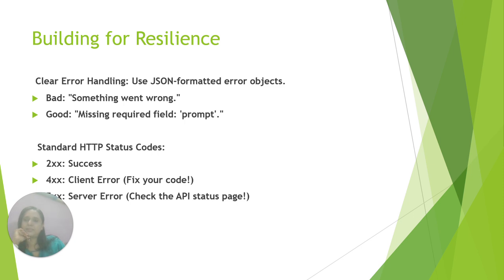The standard HTTP status codes are universal for developers. As you can see, the 200s status codes imply that the request was successful, and the 400s status codes denote that there has been a client error, and we need to check the code and fix it. And 500s codes imply the server errors.